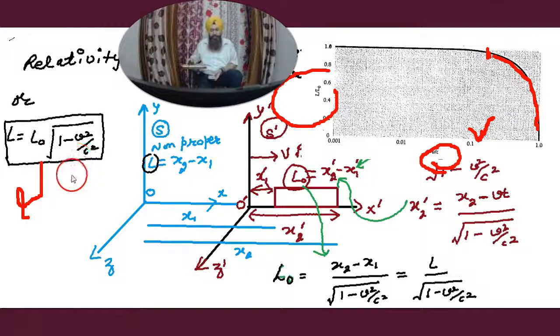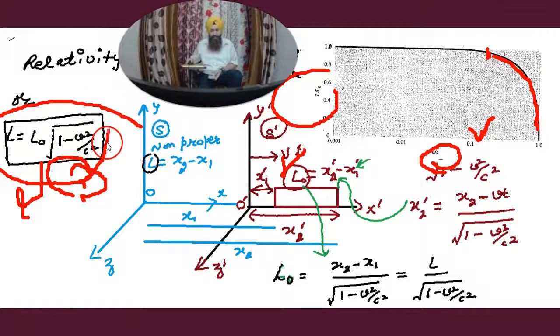So this is a point for you to think about. What will be the result if the velocity of the moving frame becomes equal to the velocity of light? Whether the relation will be applicable or not.